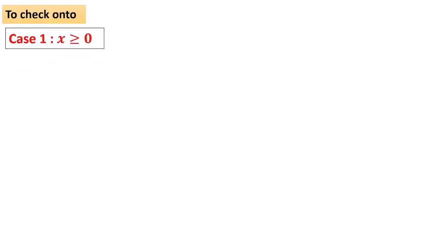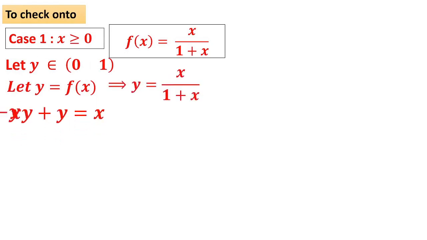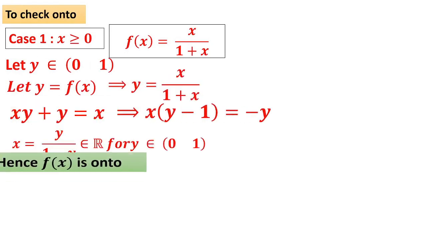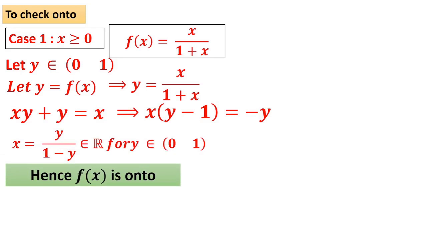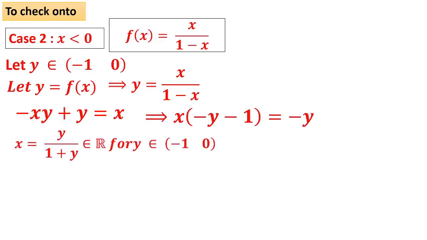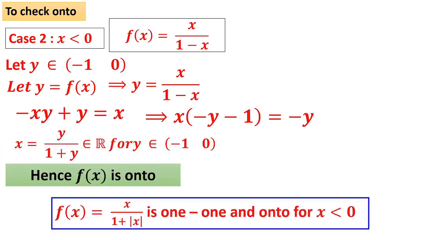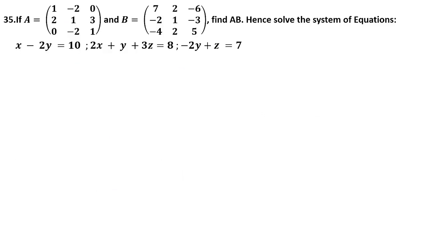For onto, you can directly go for y greater than 0. And we are getting that x is equal to y upon 1 minus y. y greater than 0 means y lies between 0 and 1. Therefore, it is totally onto. For the second condition, suppose y is less than 0 also, we are getting that x is equal to y upon 1 plus y. y is between minus 1 and 0, therefore the denominator is not going to 0. Once again, x is possible. It is a real number, therefore it is one-one and onto.